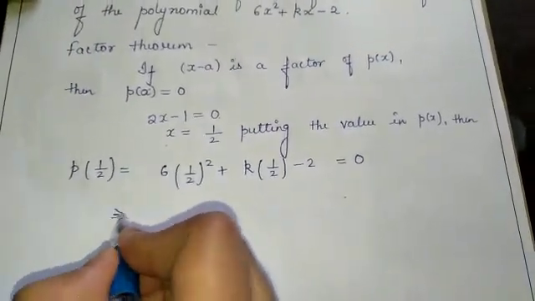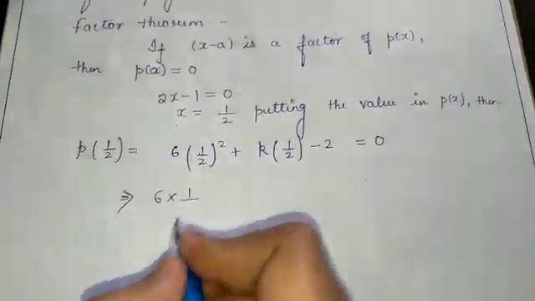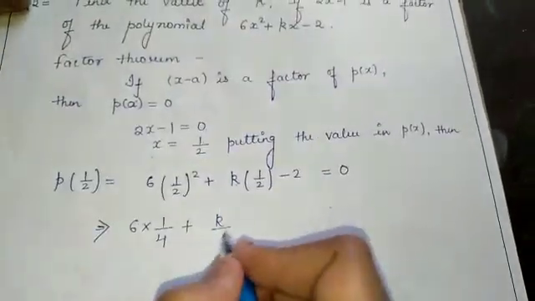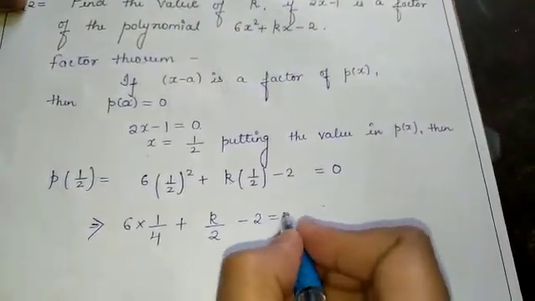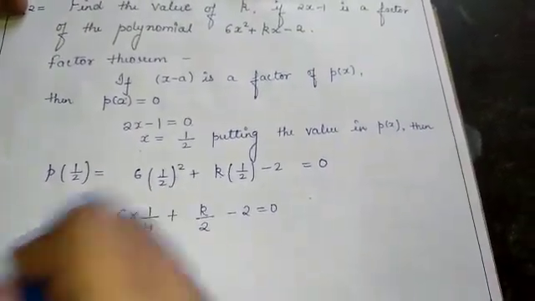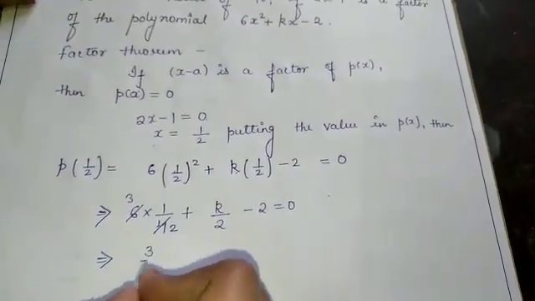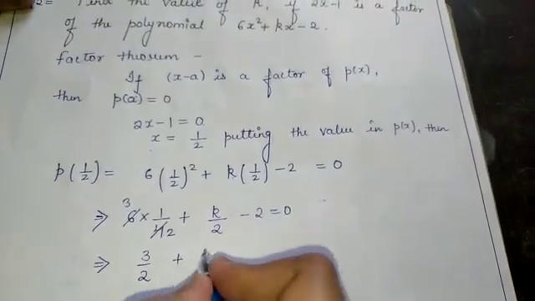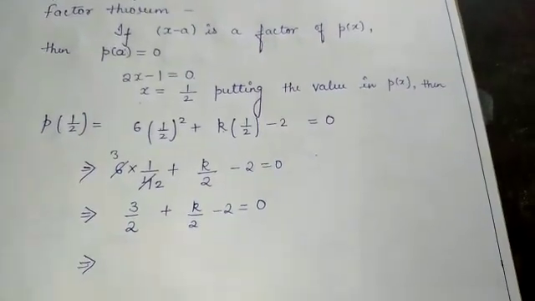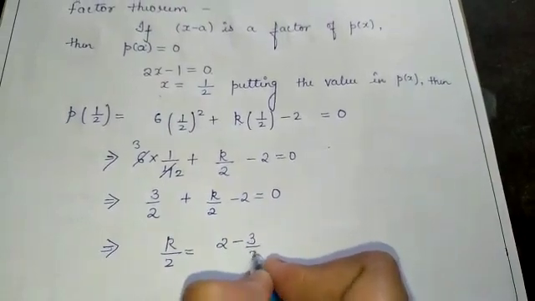So 6, the square of 1 is 1 and the square of 2 is 4, plus k into 1 upon 2 minus 2 is equal to 0, and this is going to eliminate with 2. 2 2s are 4 and 2 3s are 6, gives 3 upon 2 plus k upon 2 minus 2 is equal to 0. So I can write k upon 2 is equal to 2 minus 3 upon 2.